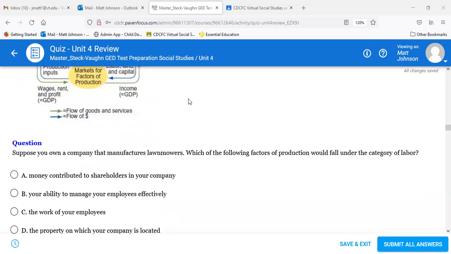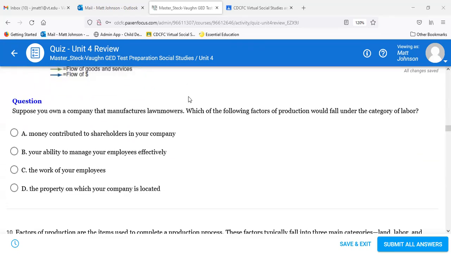Let's see, Sasha Gay, how about you read question 9 for us? Suppose you own a company that manufactures lawnmowers. Which of the following factors of production would fall under the category of labor? A, money contributed to shareholders in your company. B, your ability to manage your employees effectively. C, the work of your employees. And D, the property on which your company is located.